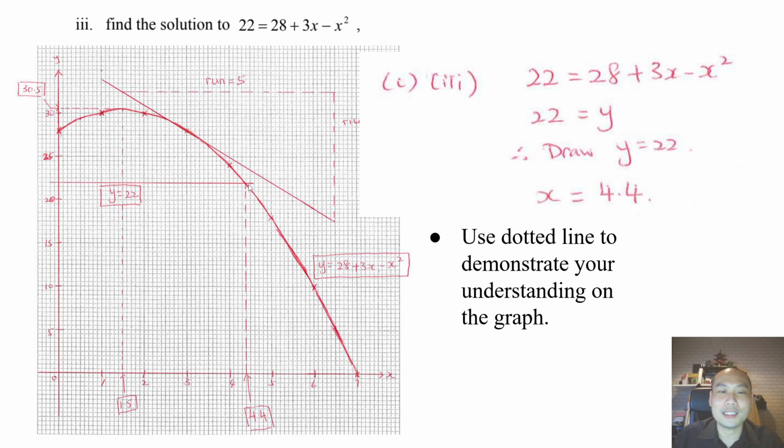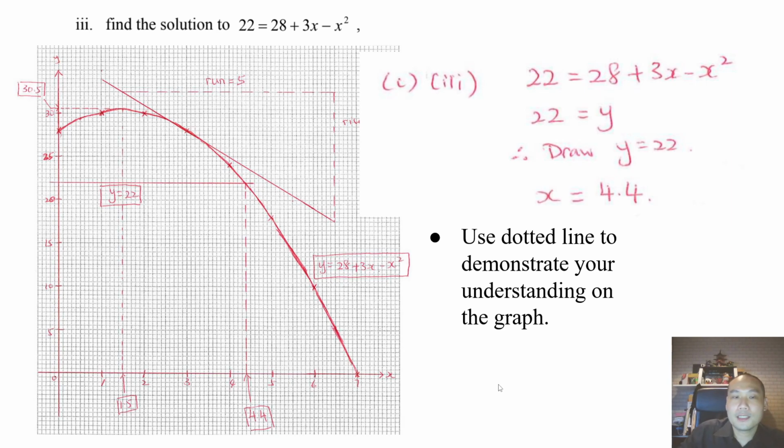I saw that the intersection is over here. So at the intersection point, just use the dotted line to guide my position. I realized that the value here is about 4.4. Okay, so x is 4.4. Just use this technique. Find the intersection point, dotted line, and you should be fine.